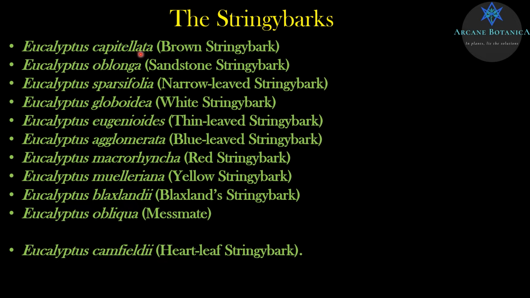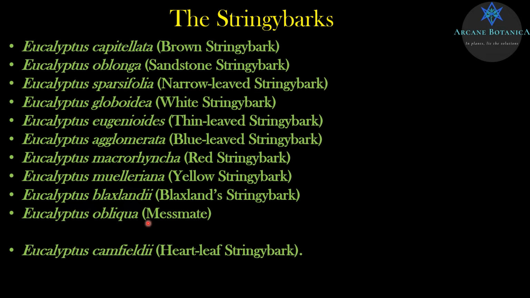So Eucalyptus capitellata, oblonga, which Euclid treats as in with globoidea, sparsifolia, globoidea, eugenioides, agglomerata, macrorhyncha, muelleriana, blaxlandii, obliqua, which is one of my favourites. And I just threw in this one, which I probably won't cover, but it's a threatened species in Sydney, and that's Eucalyptus camfieldii, which is on the listed threatened list, I guess.